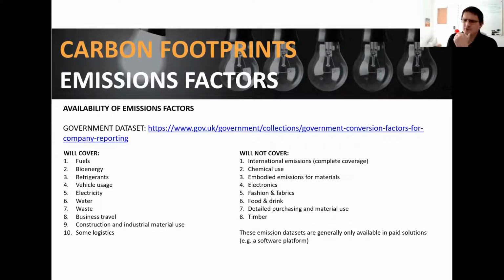But in terms of the things that it covers, you've got the carbon factors for fuel, bioenergy, refrigerants, vehicle usage, electricity, water, waste, business travel, some construction and industrial materials, but not all of them. And there are some logistics factors in there as well. What it won't cover is what most people refer to as the scope 3 agenda in detail. It won't cover the stuff you purchase and some of the more complex areas. And those emissions data sets are generally only really available readily in paid software solutions.